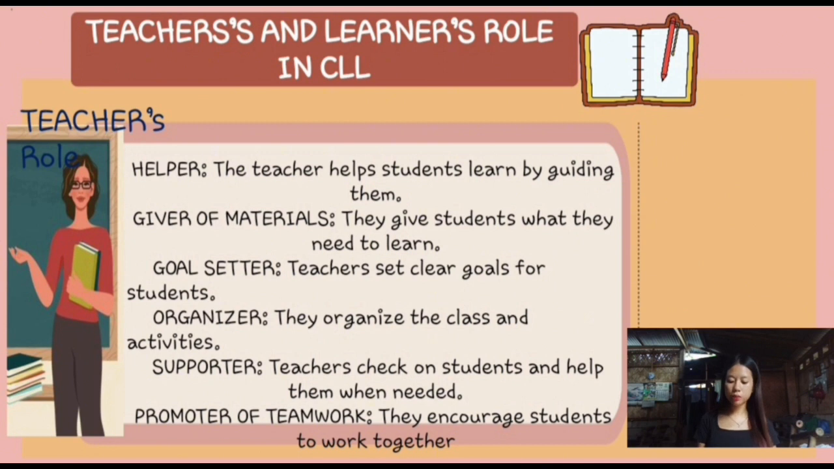So teachers must be an inspiration to their students. So the last one is promoter of teamwork. So they encourage students to work together. So in-encourage ng mga guro ang mga mag-aaral na magtulungan sa kahit na anong activity na ibibigay sa kanila.